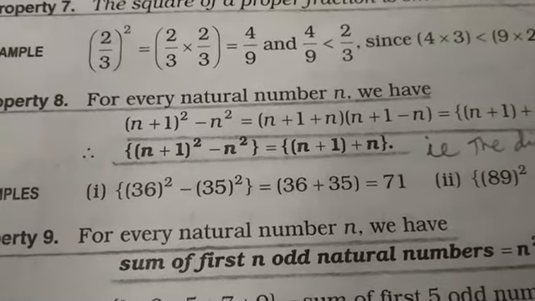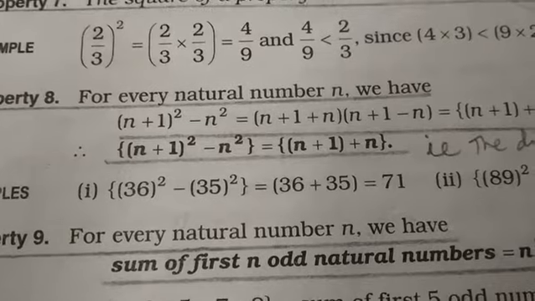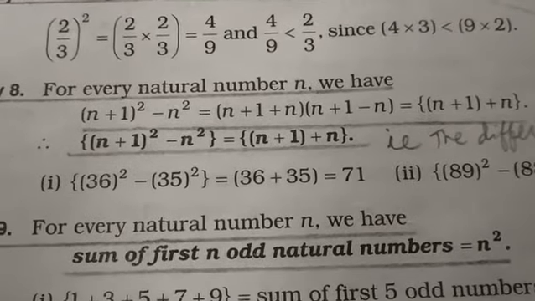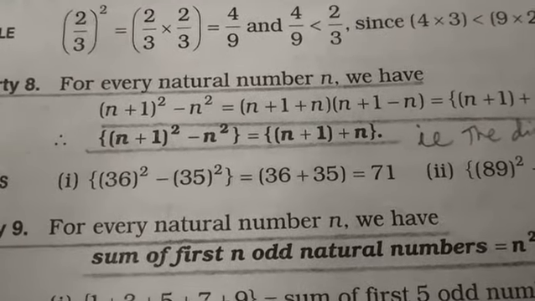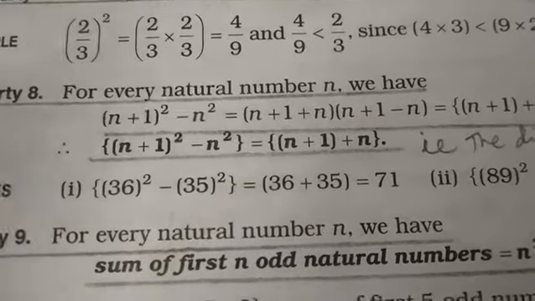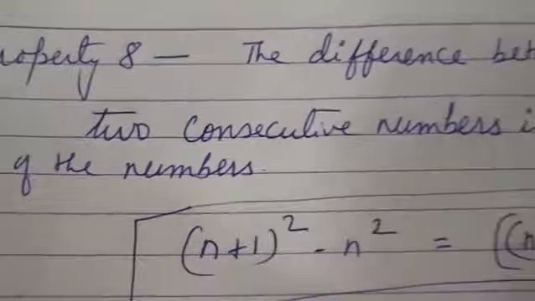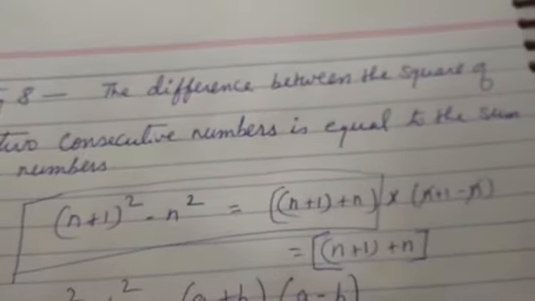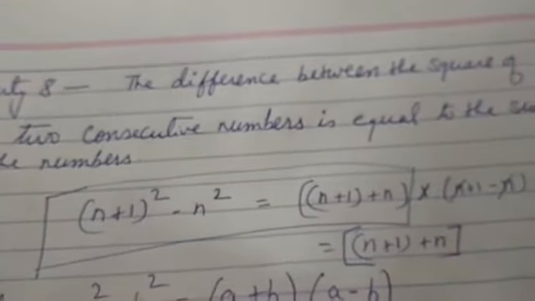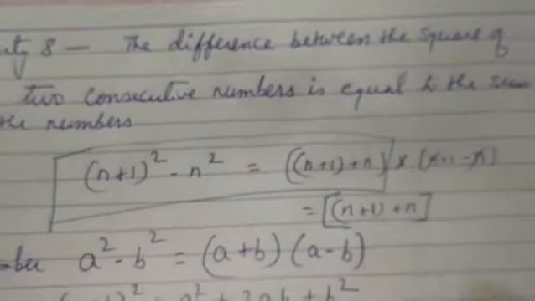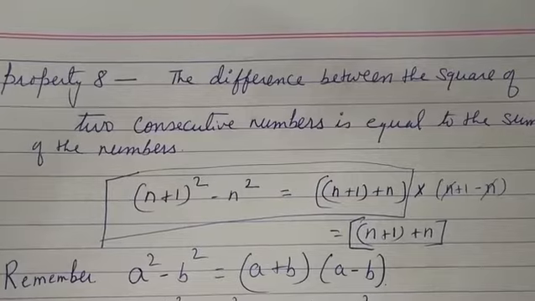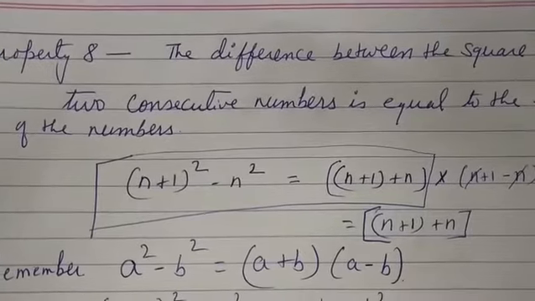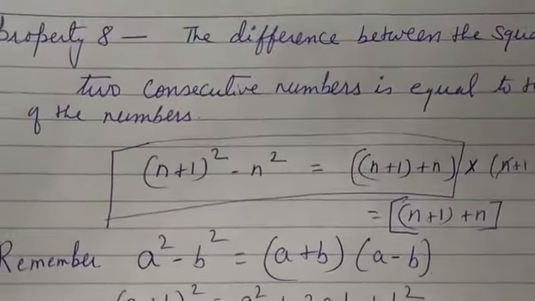So property 8 is, for every natural number n, (n plus 1) whole square minus n square will be equal to n plus 1 plus n. We can write this property like this also: the difference between the squares of two consecutive numbers is equal to the sum of the numbers. Clear? So two consecutive numbers, remember it, two consecutive numbers.